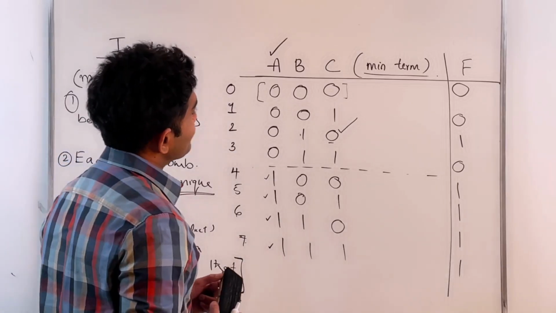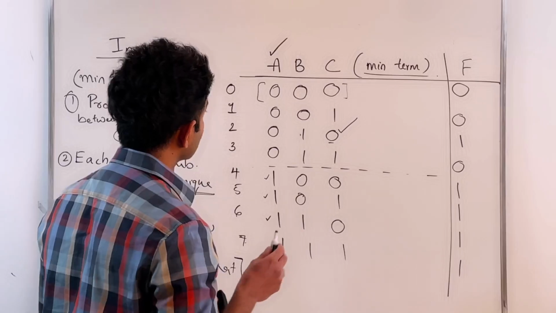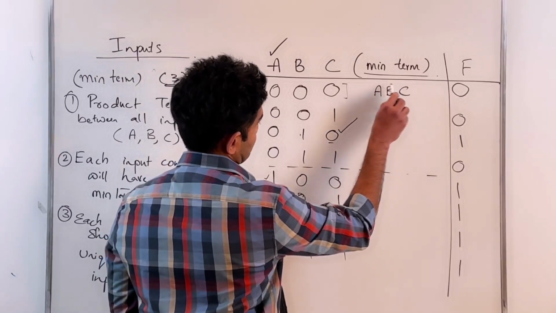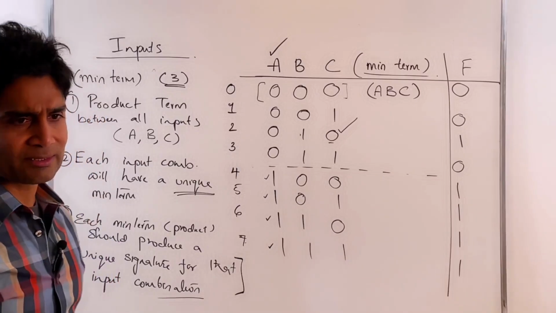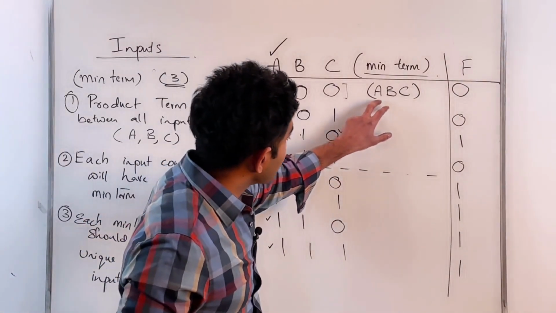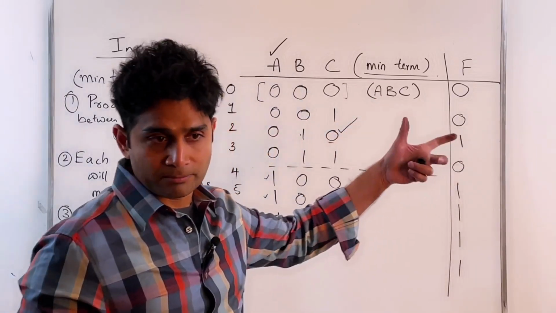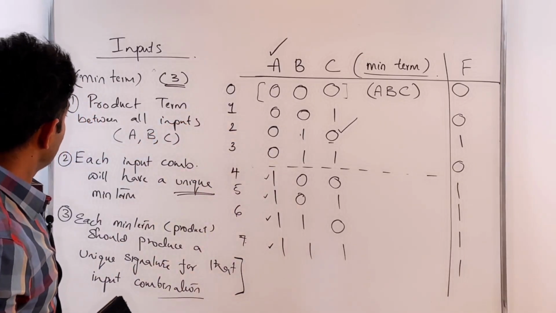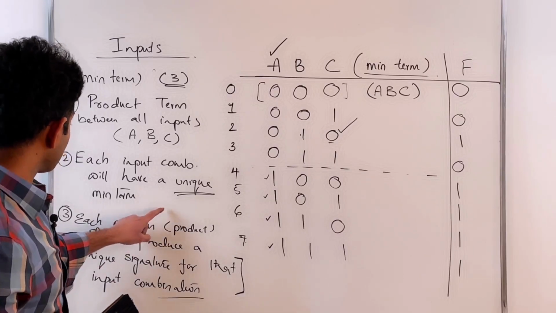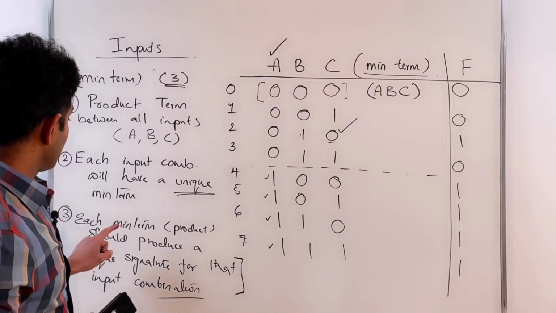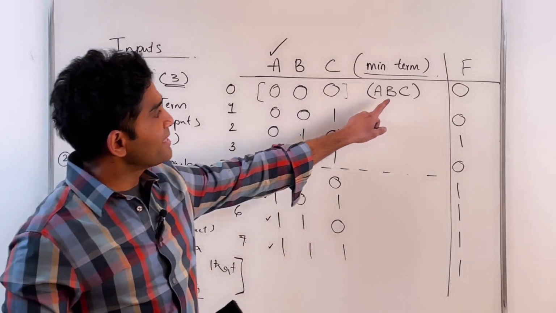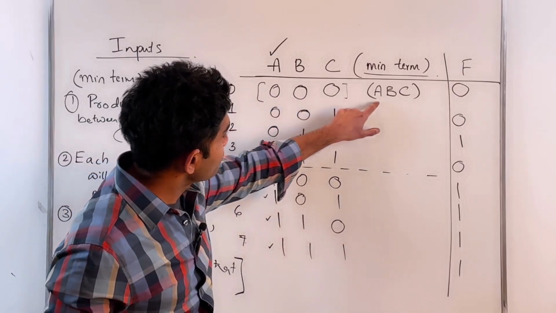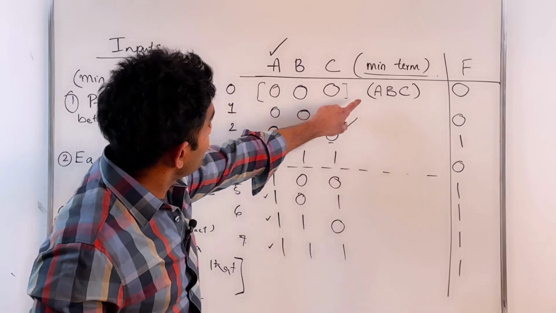All right. Let's take an example. It should be a product term between all the inputs. So let's say I call this minterm ABC. Will that work? That is the product term between all the inputs, A, B, and C. So the first criterion is satisfied. Now let's go to the third criterion. Does it produce a unique signature for this input combination? When I plug in 0, 0, and 0 for the ABC values here, what is the output of this minterm?